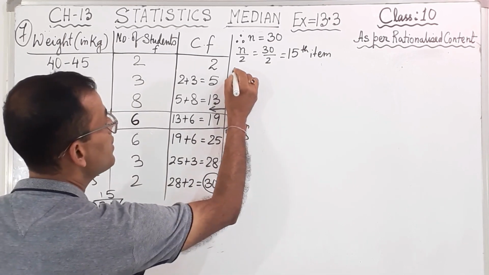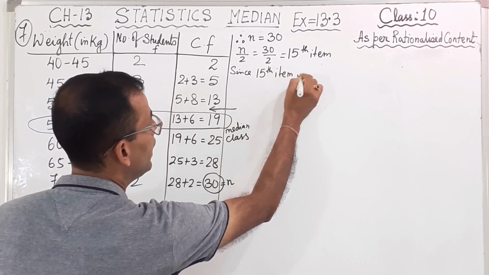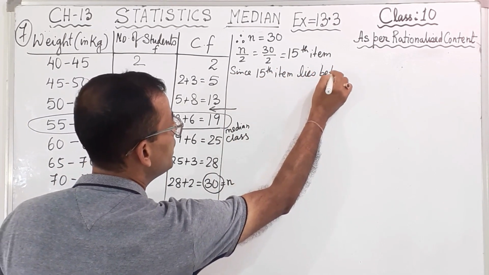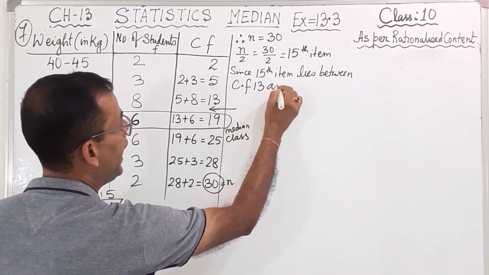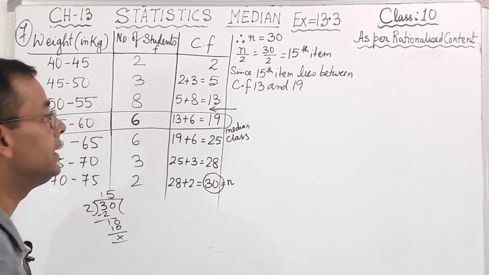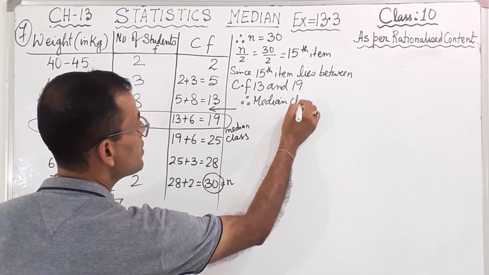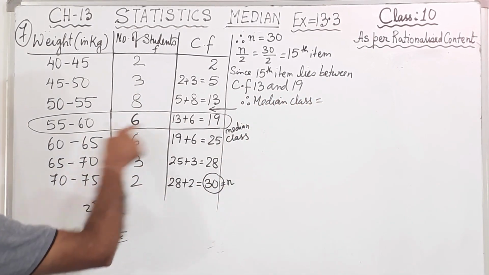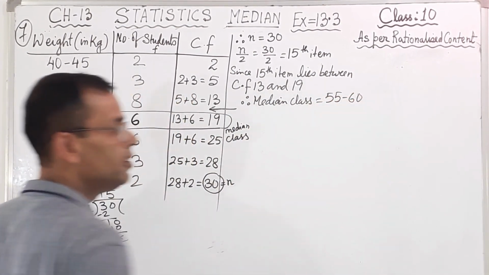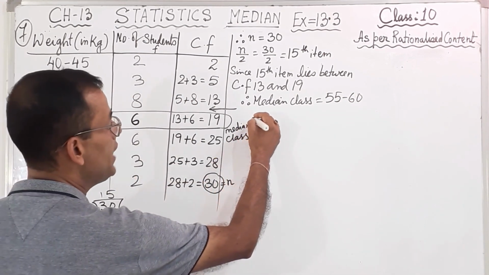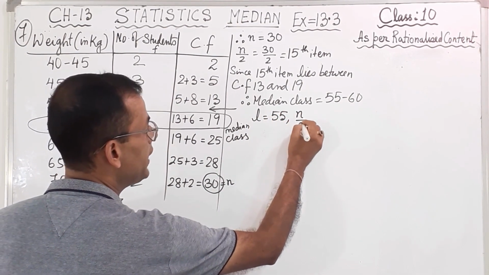So what I will write, since 15th item lies between cumulative frequency CF 13 and 19, it is lying between 13 and 19, therefore median class is 55 to 60, 55 dash 60. Now we will put the values. L equal to how much? The lower limit, 55.